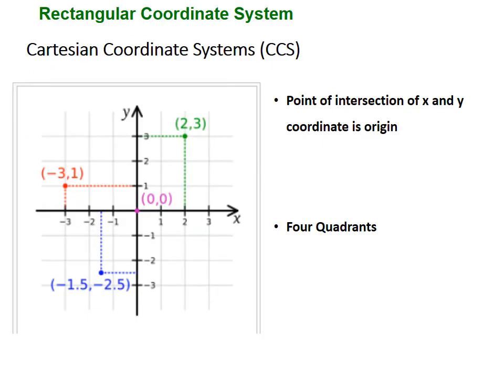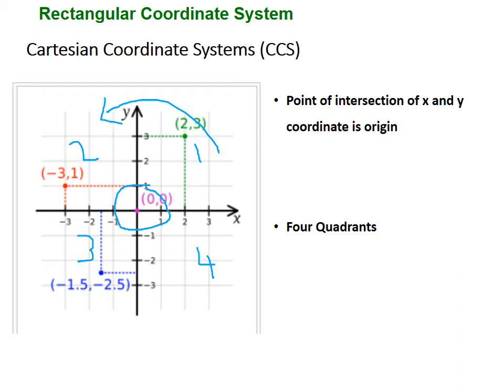So in the rectangular coordinate system, which is the Cartesian coordinate system, every point in the plane is represented by two numbers, that is called as the x coordinate and y coordinate of the point. And this Cartesian coordinate system can also be used in space, that is in 3 coordinate system or in higher dimensions. The point of intersection of x and y coordinate is the origin. So this point is the origin, and it has 4 quadrants: quadrant 1, quadrant 2, quadrant 3, quadrant 4, and this is named in counterclockwise direction.